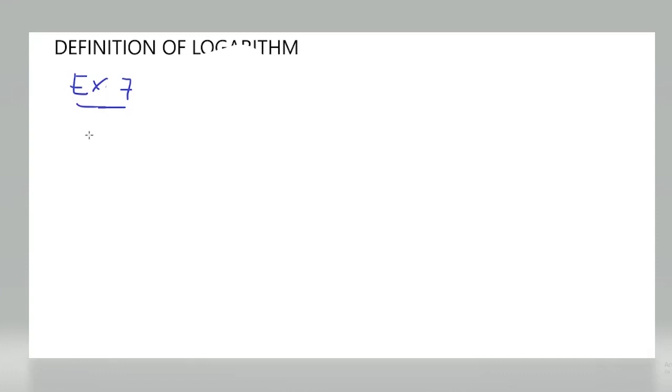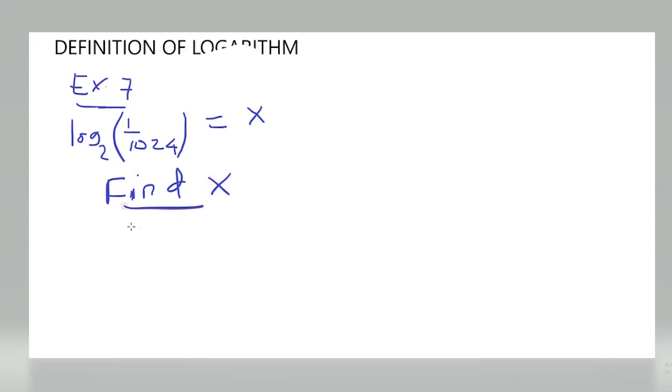Now assume you have this question: logarithm of 1 over 1024, with base 2, is equal to x. Now find x. Find the value of x. Now solution.